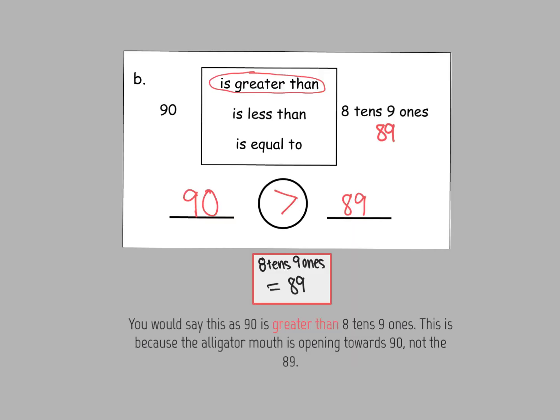Well, 90 is greater than 8 tens and 9 ones. So we would circle the greater than answer as shown right here. And then we would use the greater than symbol, which we wrote next to it. So right here, 90 is greater than 89, because this alligator mouth, like we said, or the symbol is open towards the 90, not the 89. So 90 is greater than 8 tens and 9 ones.